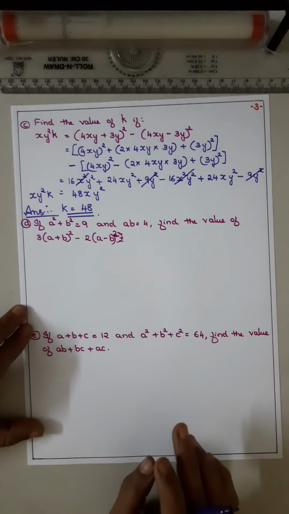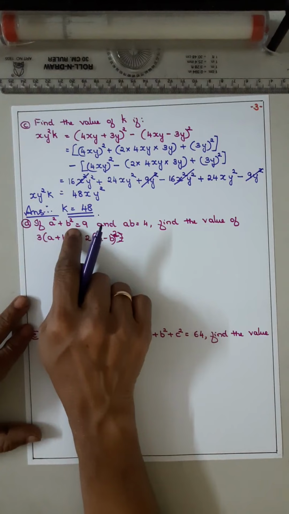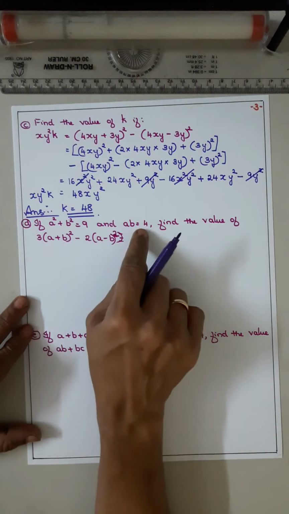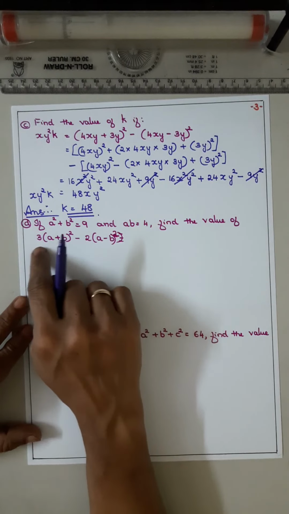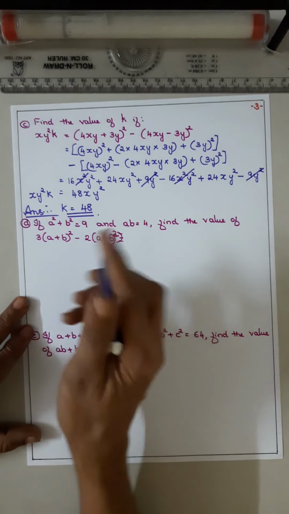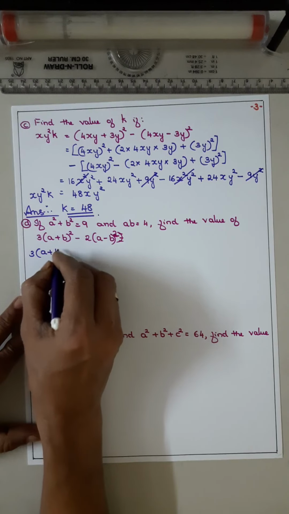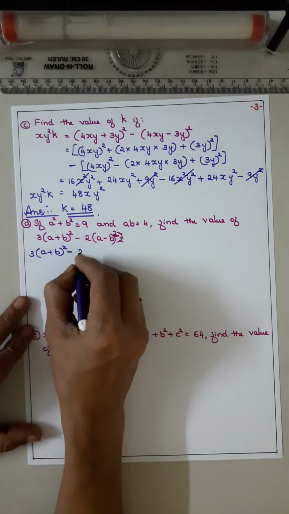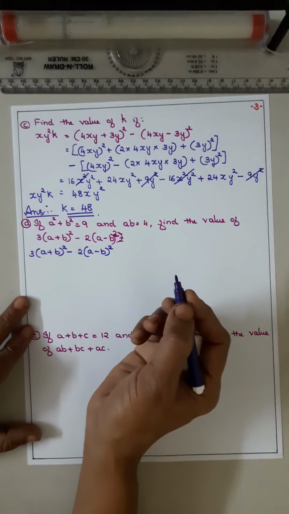Now coming to the question number D. a squared plus b squared is equal to 9. ab is equal to 4. Find the value of this expression. So write the question: 3a plus b the whole squared minus 2a minus b the whole squared.